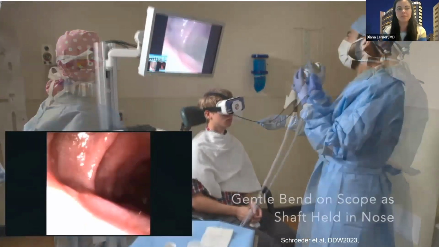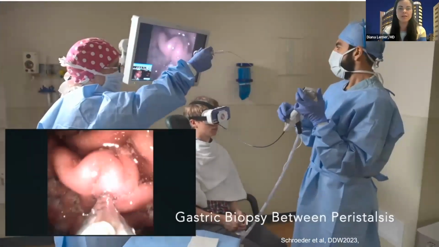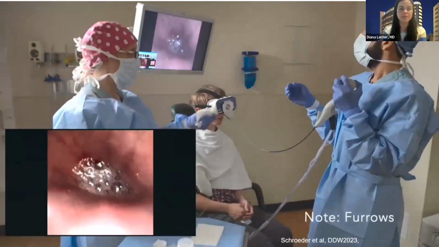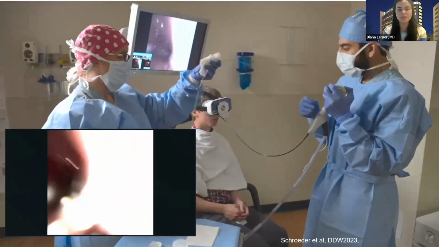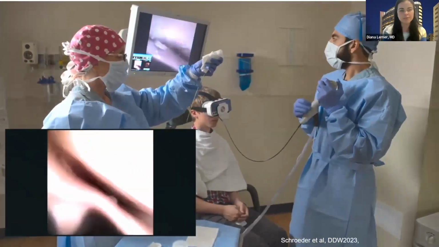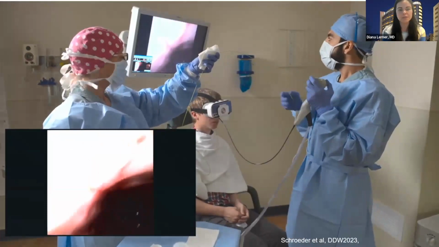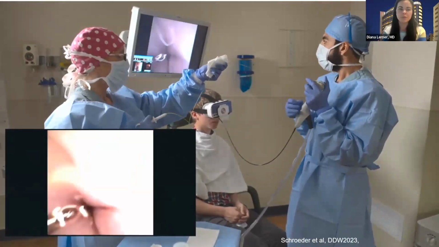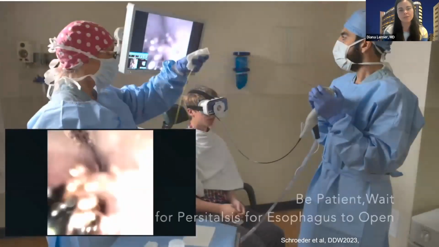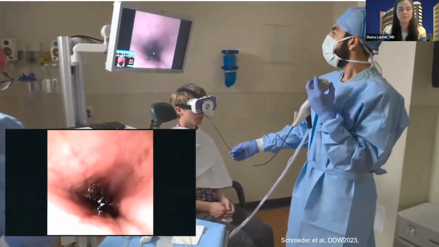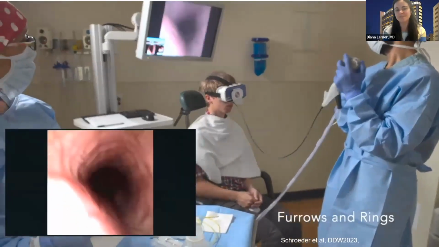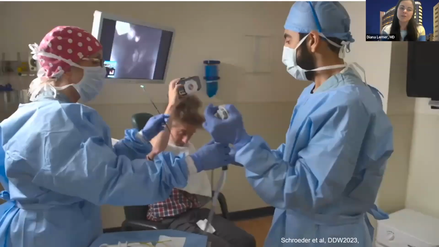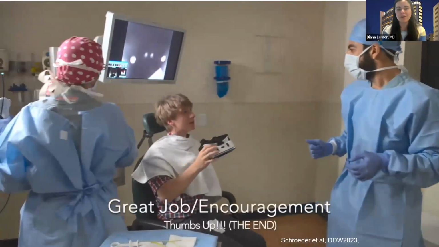Keeping that shaft of the scope parallel. And then now Dr. Rami is taking some biopsies, which are possible to obtain from all the organs he's visualized. And as soon as he's done with biopsies, with the support of his staff, he just removes the scope from the nasal cavity. So you could see the patient does really fairly well.